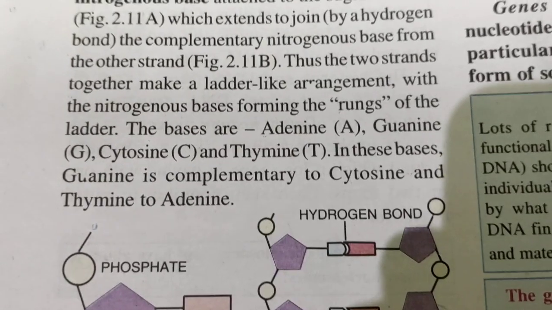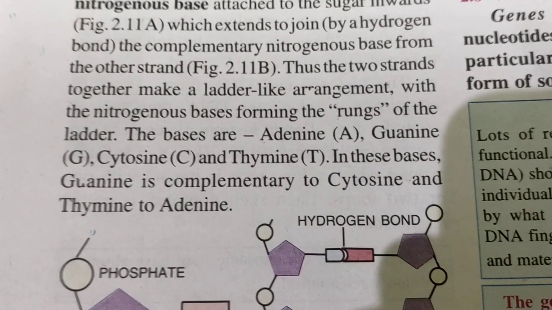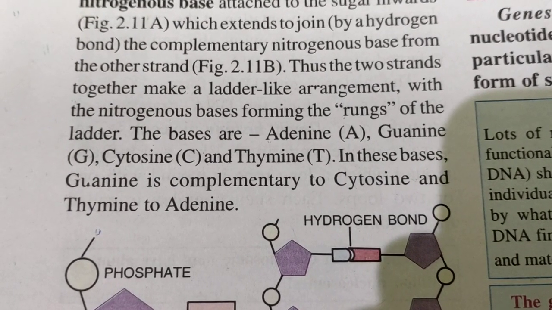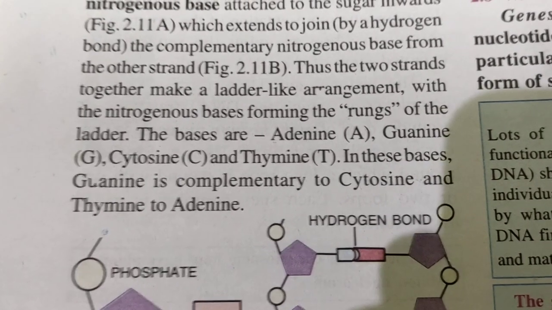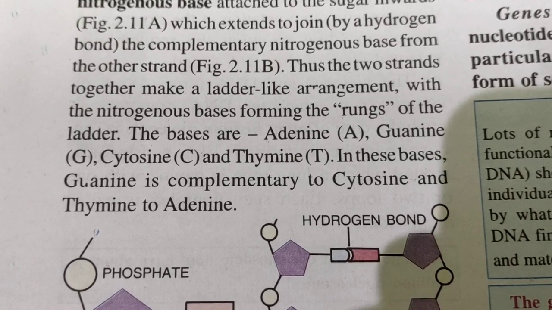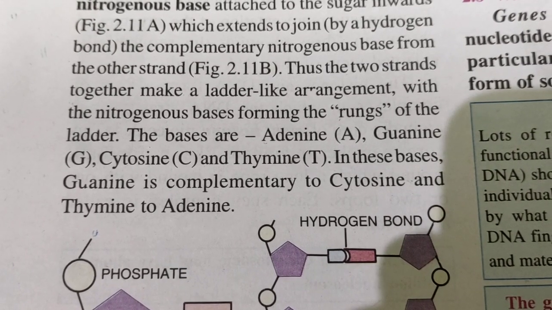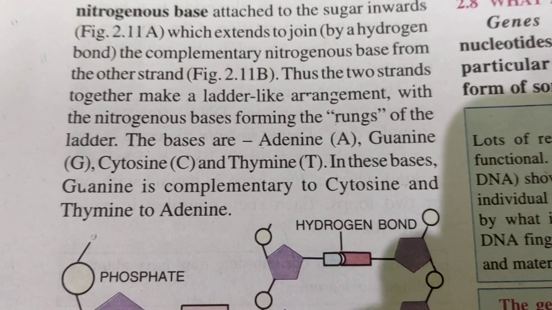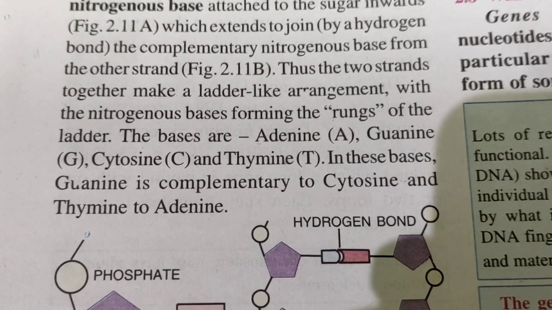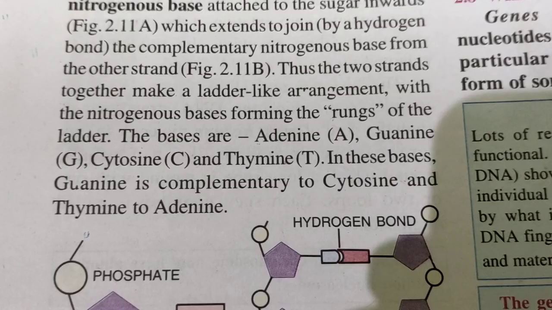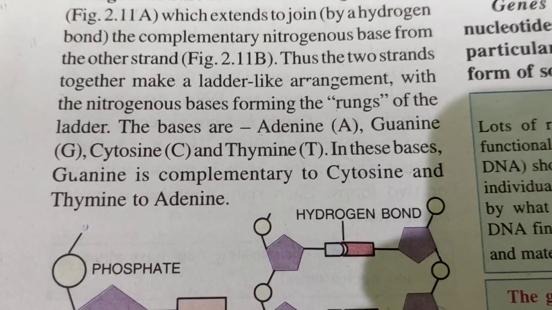So, you have to know what these nucleotides are. They are made up of phosphate group, pentose sugar and nitrogenous base attached to each other with the hydrogen bonds. Clear? Thus, the two strands together make a ladder-like arrangement with the nitrogenous bases forming the rungs of the ladder.